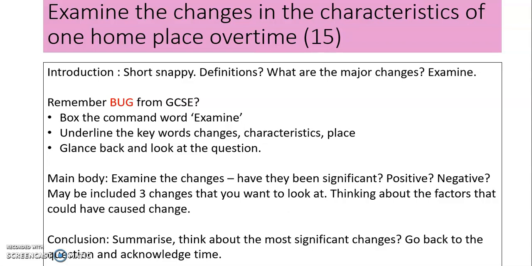And in that main body, you need to make sure that you're always going back to that command word, examine. So have the changes been positive or negative? How significant have they been? Have they changed the place over a long period of time or a short period of time? And it's that AO2, that assessing, that weighing up, that examining, that will get you the top marks. It's actually worth 5 marks in this question. And then the other 10 marks are your knowledge, your AO1, about your home place and the actual changes.